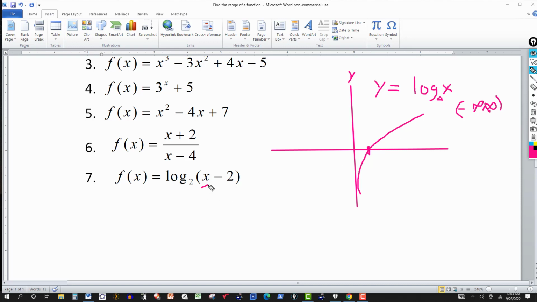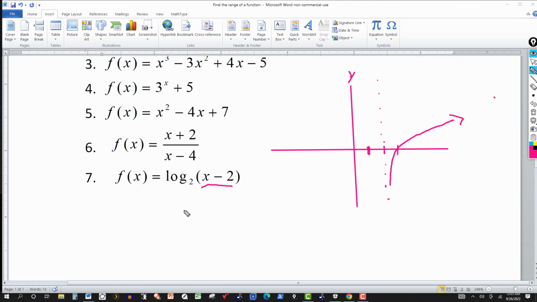But here we have an x minus 2. Is that going to change anything? All that's going to happen is this x minus 2 is going to shift the graph. Instead of having an asymptote at the y-axis, it's going to be over here at x equal to 2. And this is 1, 2, and 3. If you put a 3 there, 3 minus 2 is 1, and the log of 1 to any base is 0. So instead of having the x-intercept over here, it's going to be over here at (3, 0). And it's going to go like this, something like that, with positive and negative values of y. So the range for this one will be negative infinity to infinity.